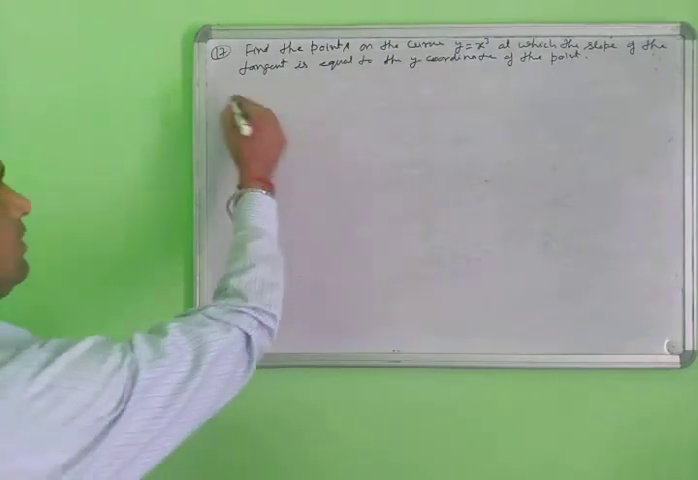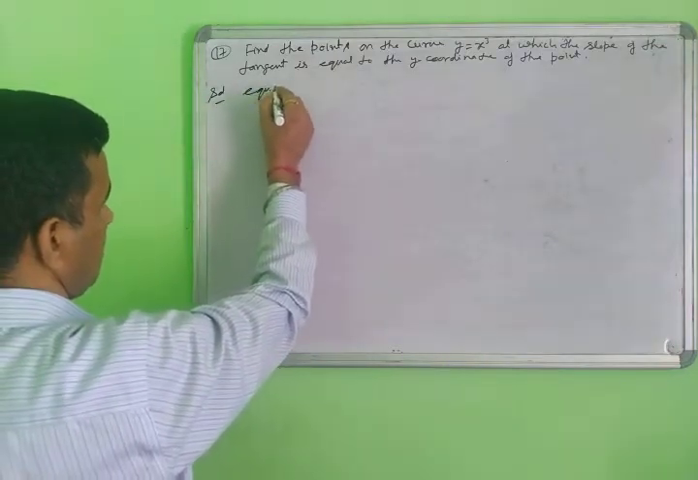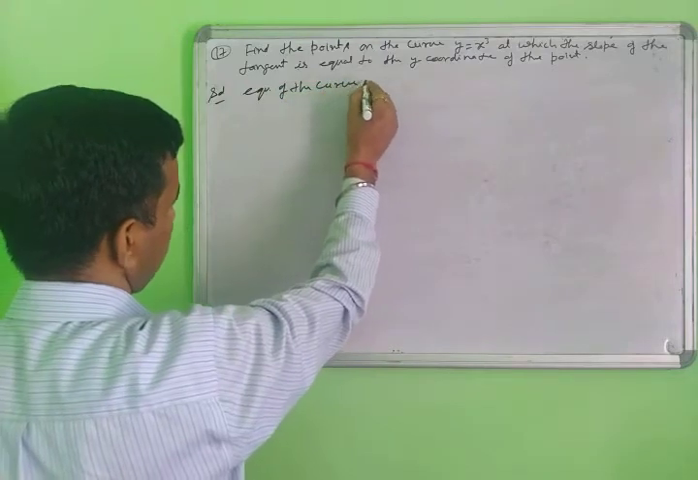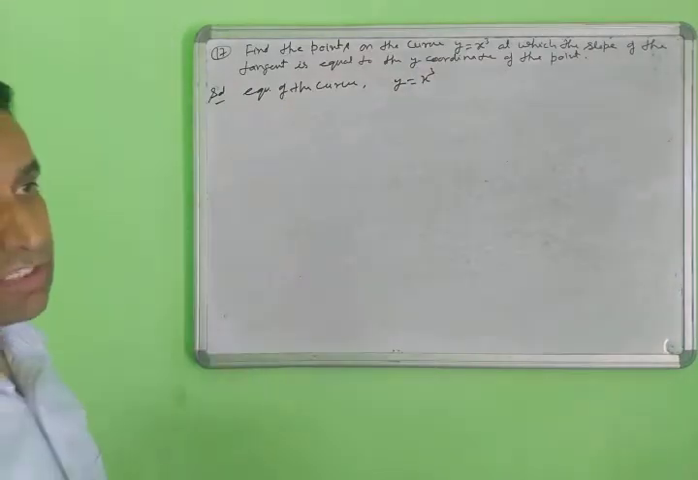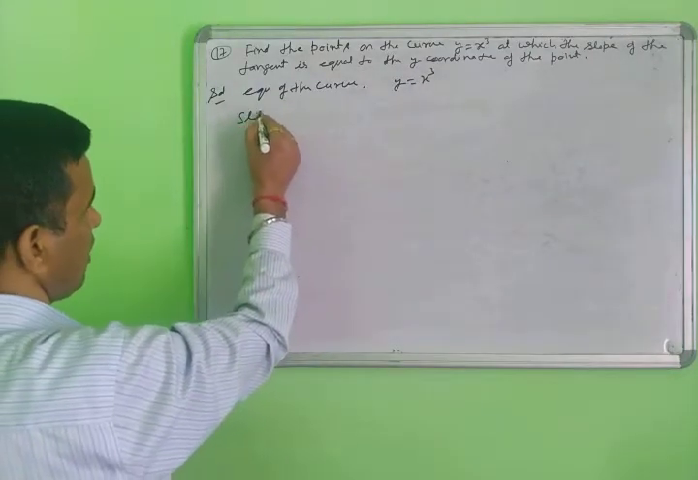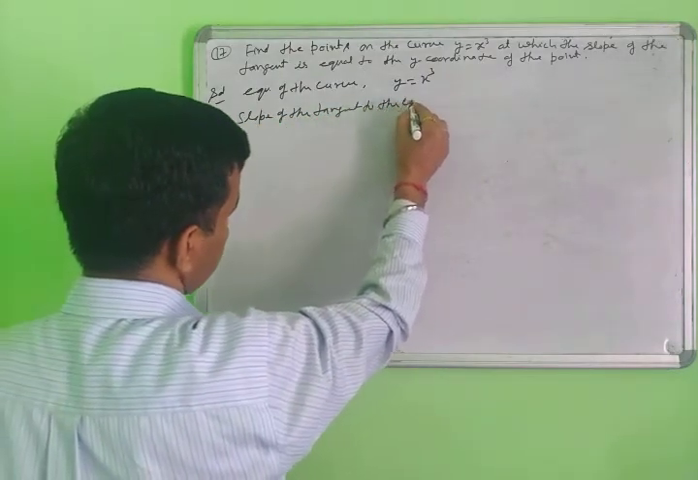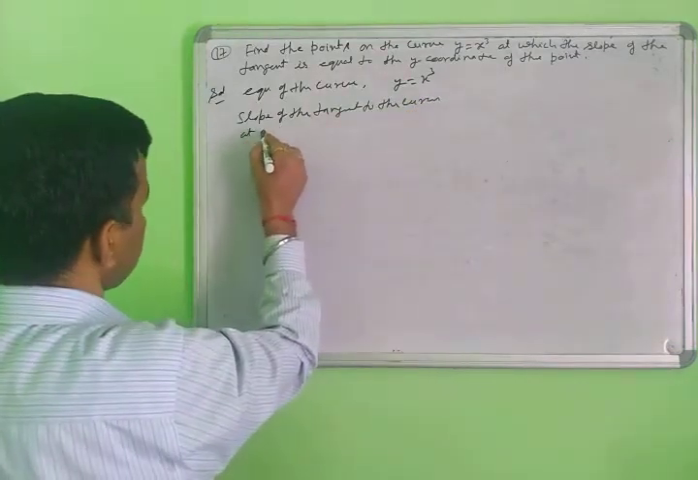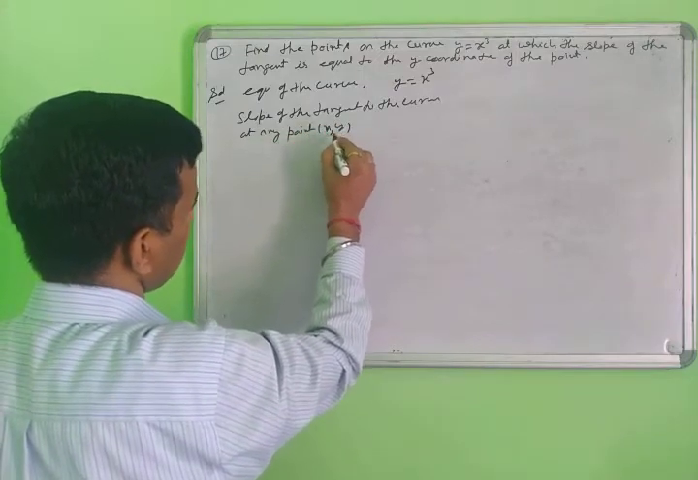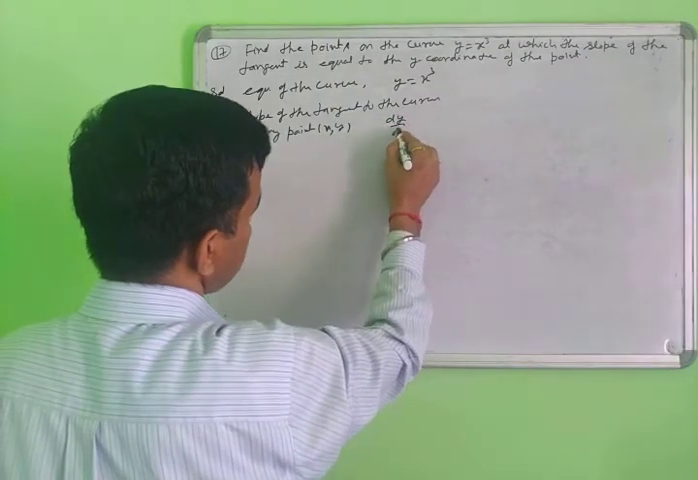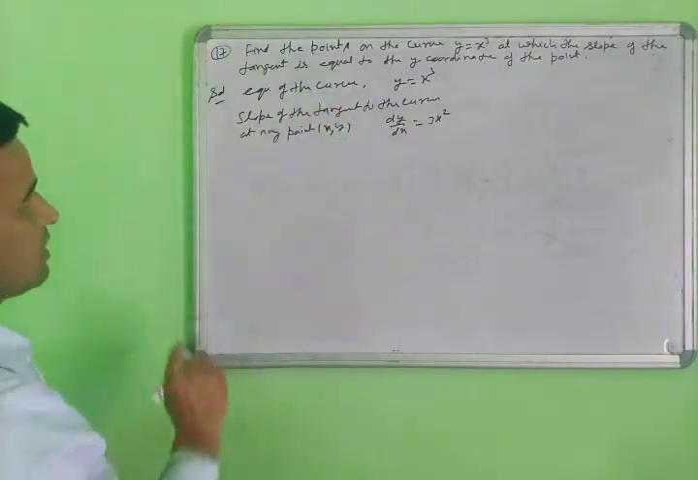Yes, now start the solution here. First I am writing the equation of the curve. What is the equation of the curve here? y equal x cube. Then find the slope of the tangent to the curve at any point xy. Suppose any point here, not a particular point. Means dy over dx equal 3x square. Means differentiate this.